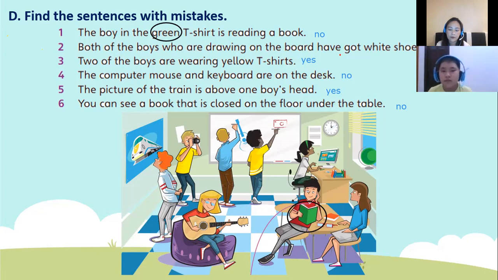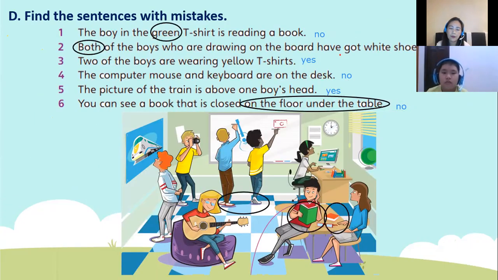Both the boys who are the boy on the board have got what you on. Okay. Two of the boys are wearing yellow t-shirts. Okay. Next, baby. Can you read it, baby, again? Number four. The computer, mouse, and keyboard are on the desk.